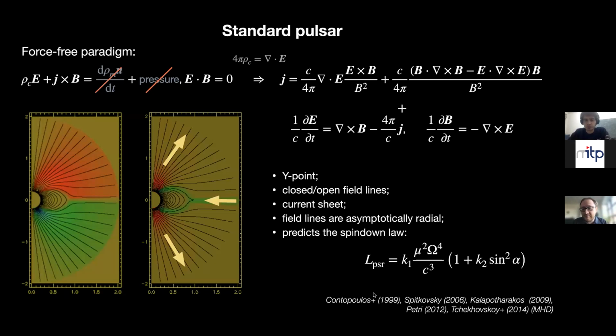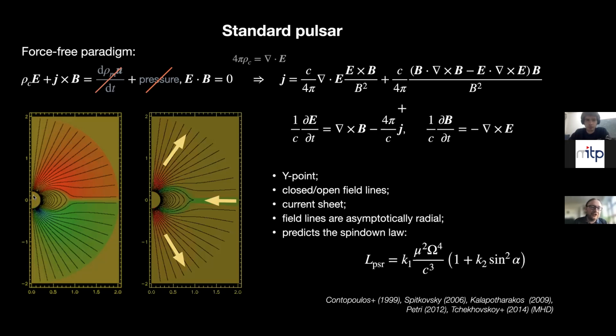For 30 years before this work, people did not even know what the shape of the magnetosphere was, what the geometry of the magnetic field and the electric field outside of the pulsar was. And with numerical simulations, we've been able to understand at least how the general shape should look. So this is the case of what we call an aligned rotator. This is where the magnetic axis and rotational axis are aligned. They're pointing in the z direction.